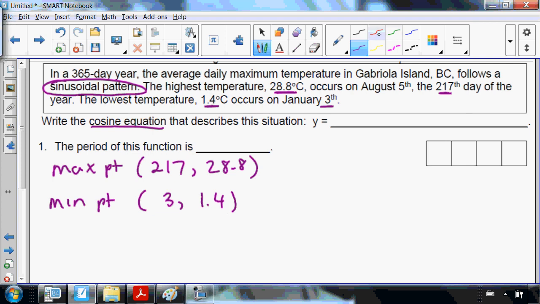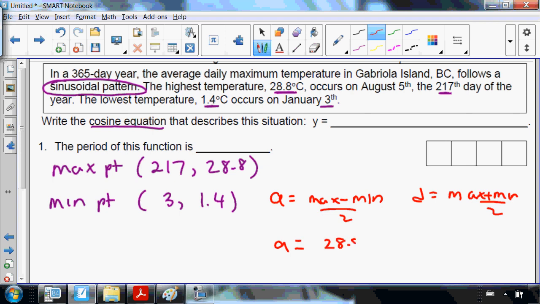Okay, so from that max and min, I can find everything I need to know in my graph. So let's start with my A and D. A and D values are y values. So A is just equal to max minus the min divided by 2. D is max plus min divided by 2. So for my A value, I've got my maximum point minus my minimum point, all divided by 2. And then for my D value, I just add those two together.